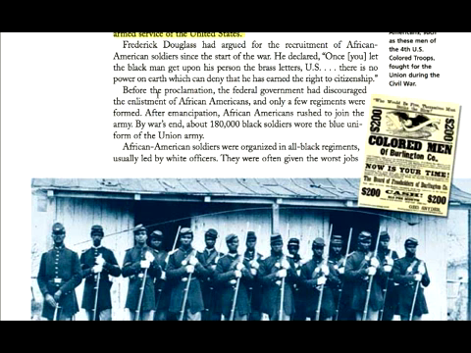Before the proclamation, the federal government had discouraged the enlistment of African Americans, and only a few regiments were formed. After emancipation, African Americans rushed to join the army. By the war's end, about 180,000 black soldiers wore the blue uniforms of the Union Army.